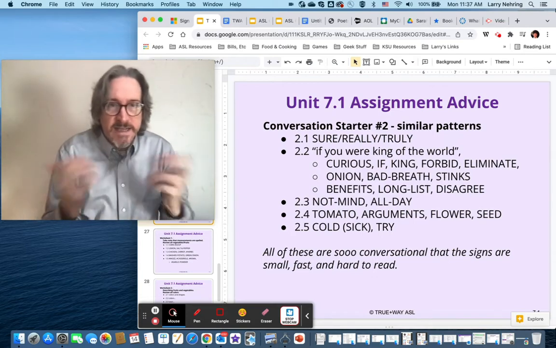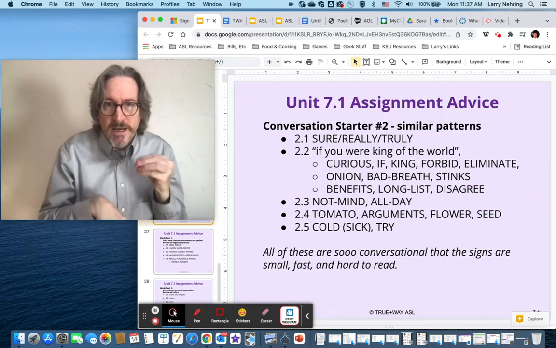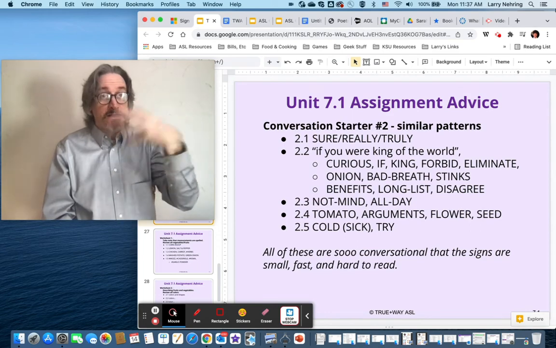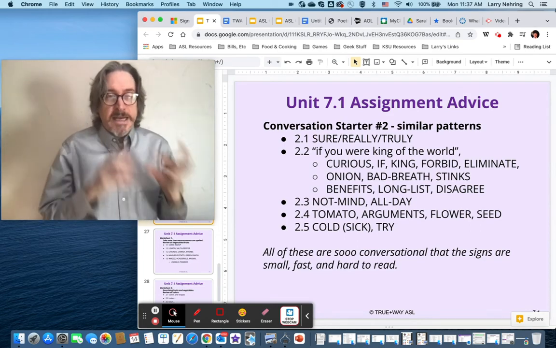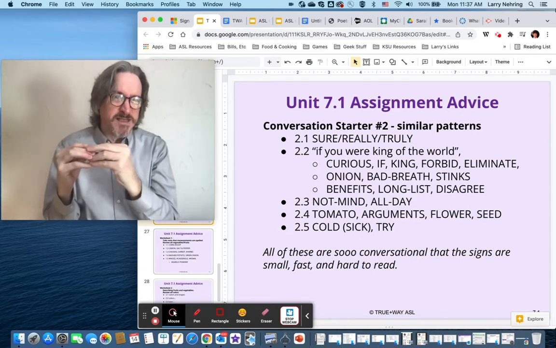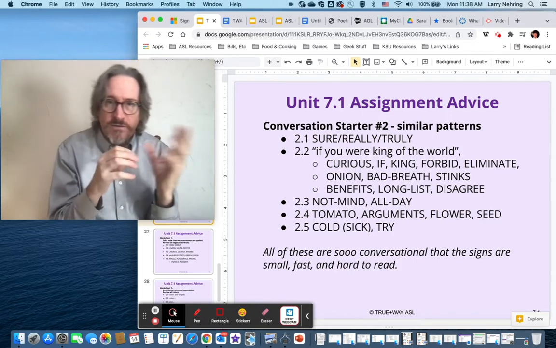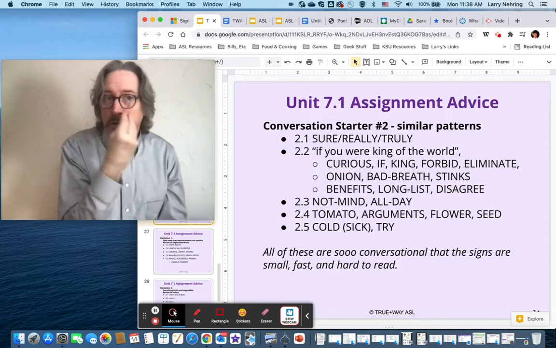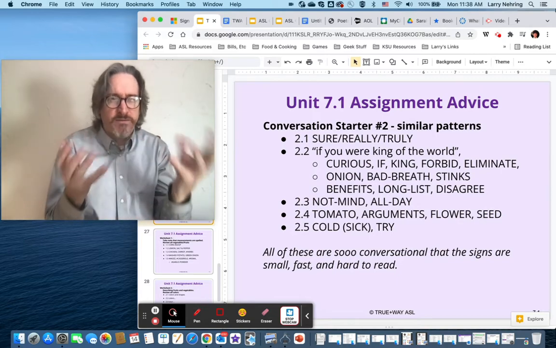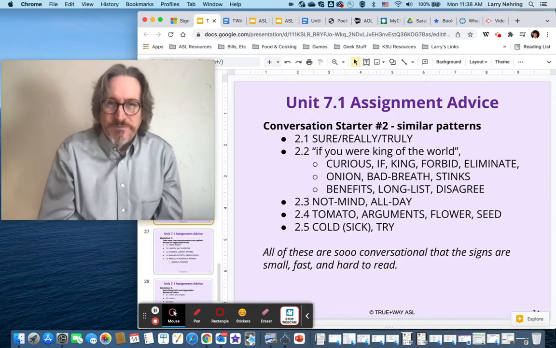Not mind all day. Same thing with eating a vegetable all day. Tomato, remember there's a couple different ways of signing that. And now they're talking about, is a tomato a fruit or a vegetable? And he signs blah, blah, blah. And this means people having arguments or disagreements, verbal disagreements as opposed to a fight. Lots of discussion about, is it a fruit or a vegetable? And then they signed flower. And I believe they just always fingerspell seed. So they're trying to talk about that. It seems an odd discussion, but okay.